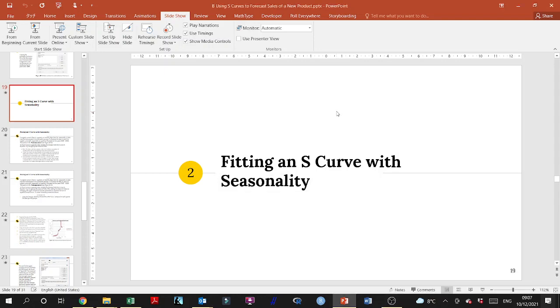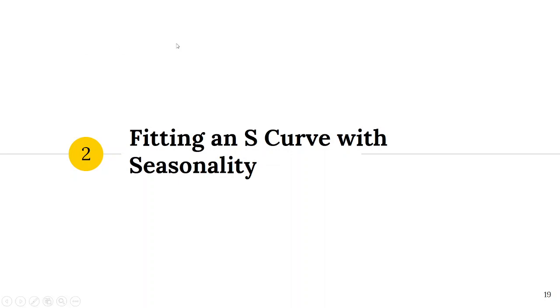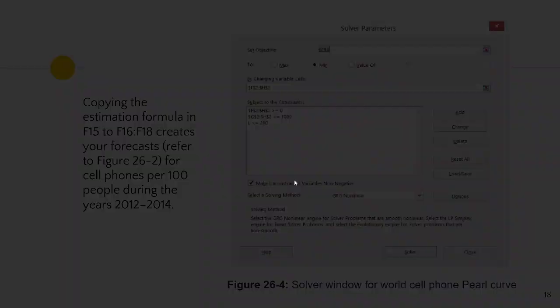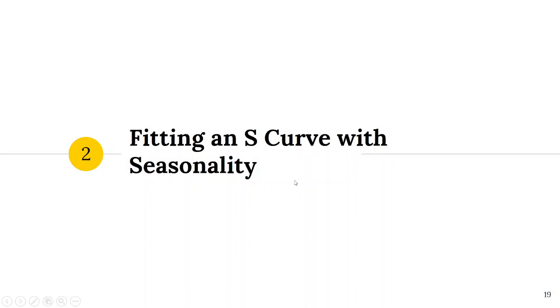Hello, lovely people. So in this video, we're going to talk about fitting the S-curve with seasonality. What is seasonality? First of all, let me just introduce a little bit about time series. So we have time. Okay, so let's say that we have this data that is time-based, just like our data right now. Because the x-axis is nothing but time, right?